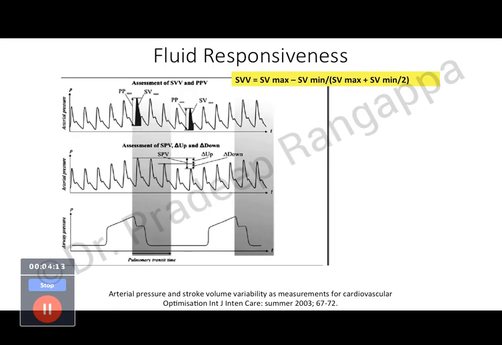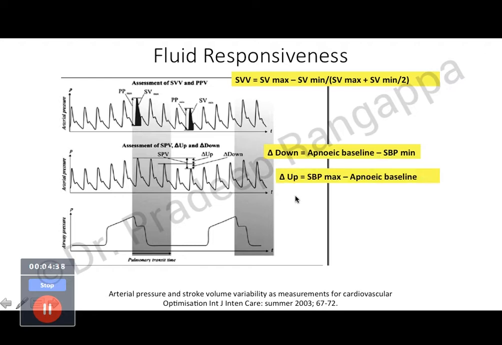Along with stroke volume variation, another science that one needs to understand is the systolic pressure variation. What we understand is that in systolic pressure variation, you look at the delta down and delta up of the curves. In the arterial line trace, the delta down is apneic baseline minus minimum systolic blood pressure, and delta up is maximum systolic blood pressure minus apneic baseline. In systolic pressure variation you add delta down and delta up.